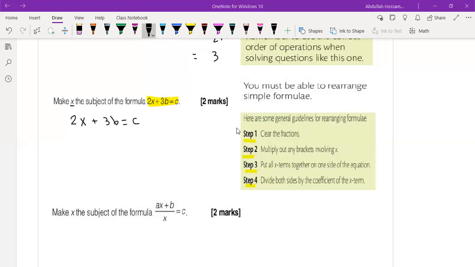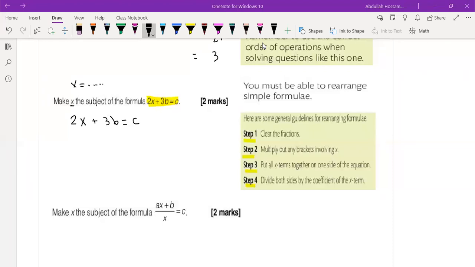Okay. No problem. Okay, so 2x plus 3b equals c. Make x the subject means you need to make x equals, to make x alone in one side. So basically, you start clearing the fractions. But teacher, here, there is no fractions. Okay, so there is no fractions.